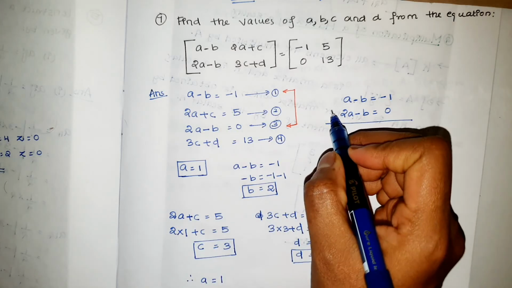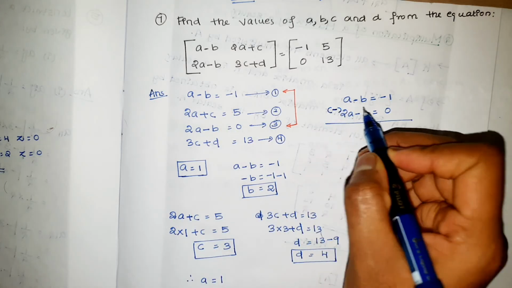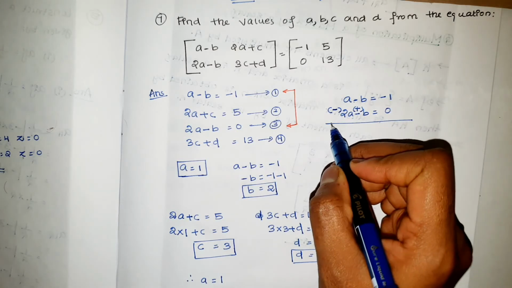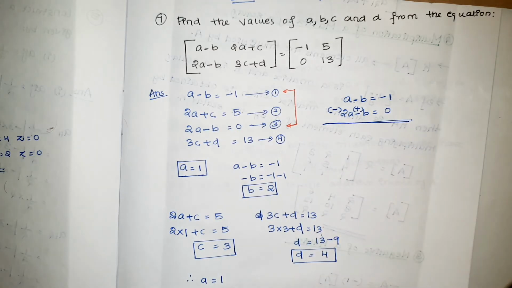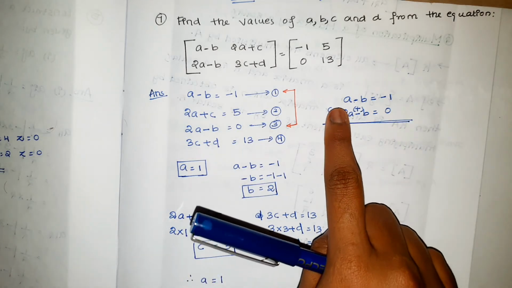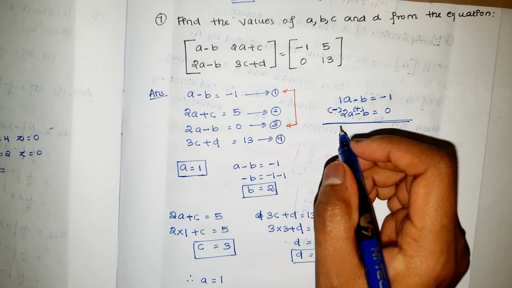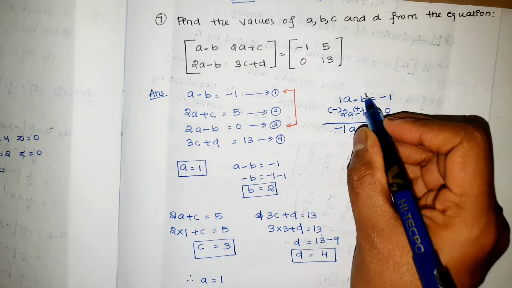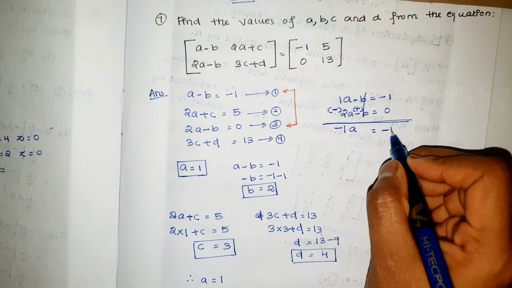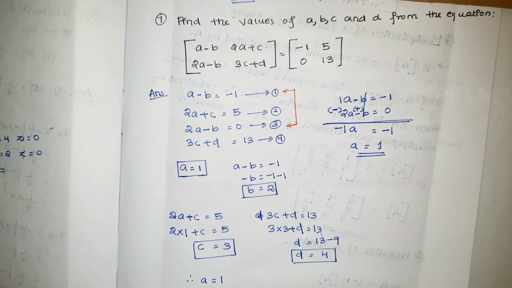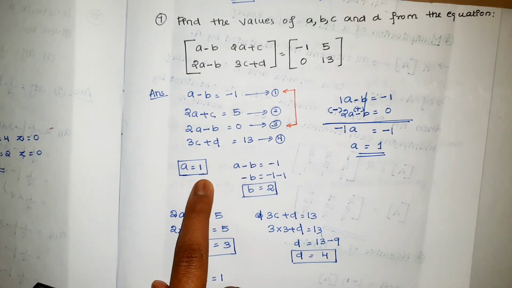So I am changing the sign. I am making this minus, this is plus, this is 0. So I need not change anything. So next, this is 1, this is 1. So 1 minus 2 is minus 1a and this got cancelled, that is equal to minus 1. So I got the value of a as 1. Okay, value of a is equal to 1.